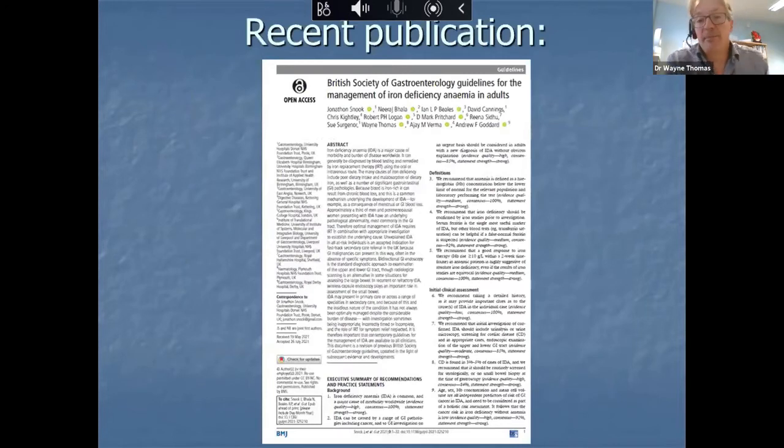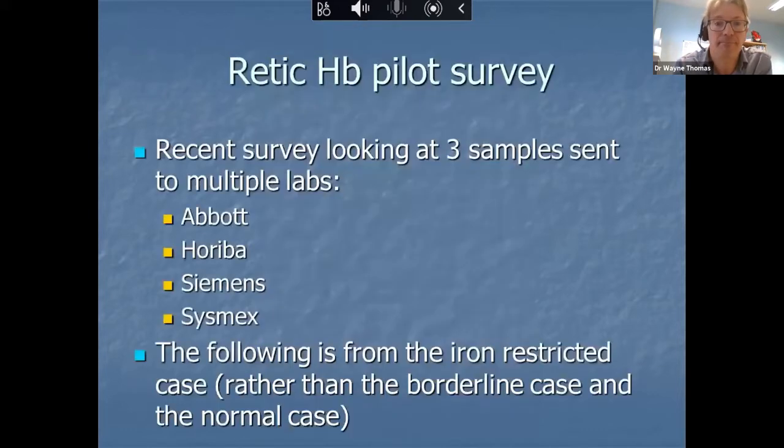This is the guideline that I mentioned to you earlier on from the BSG, and that has been published. You can find it as open access. It has many of the things that I've already talked about. It talks a little bit about how we use the clinical utility of the tests that we could do. It obviously focuses a lot on the endoscopic diagnosis of iron deficiency anemia in adults, but I was very pleased to be involved in it. So yeah, it's out there.